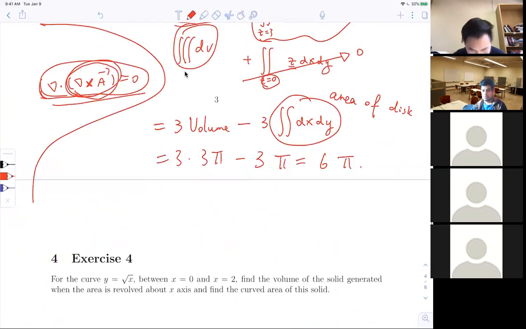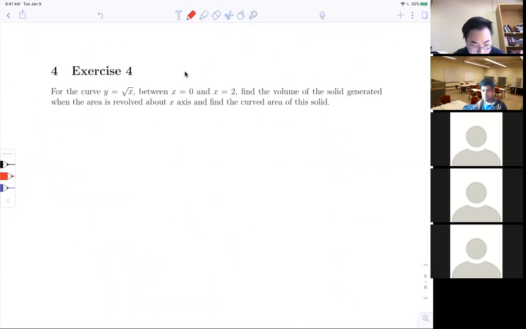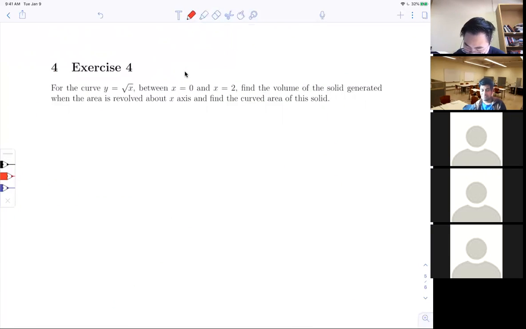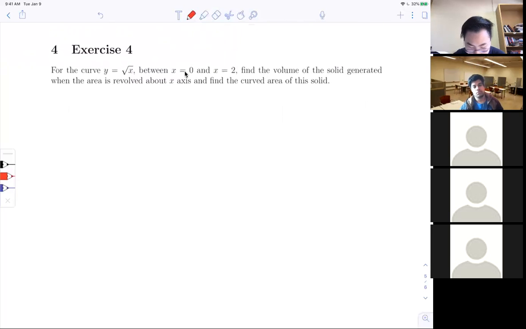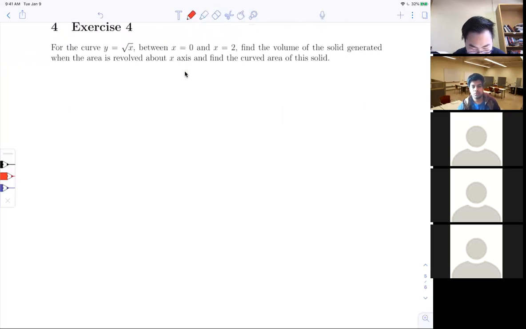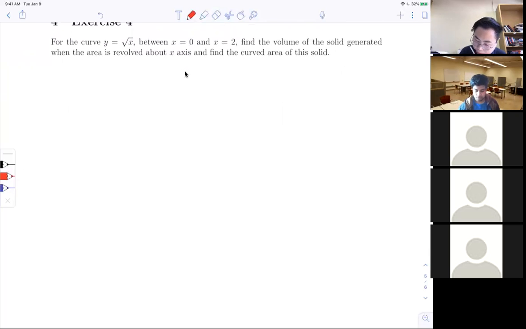Okay, I guess it's clear. So let's look at problem 4. It's about calculating the volume and the surface, that's the area of the surface. You can take a look and we can do this problem together later on.